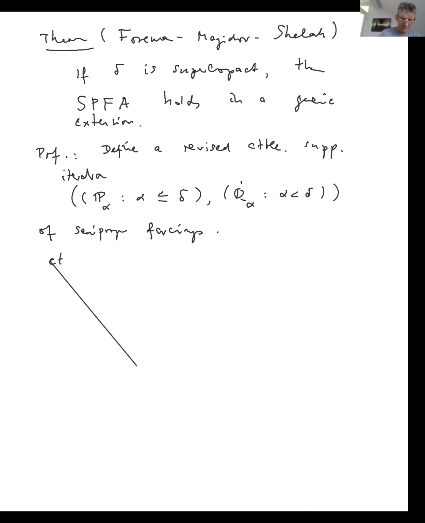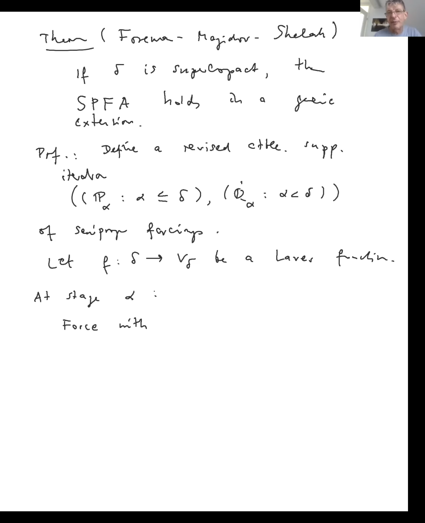Let F be a Laver function. So you fix it. So what you say is, at stage alpha, we do it recursively, right? Now we have to pick a forcing. When I say force with Q alpha, what is the Q alpha? You simply look at the Laver function.